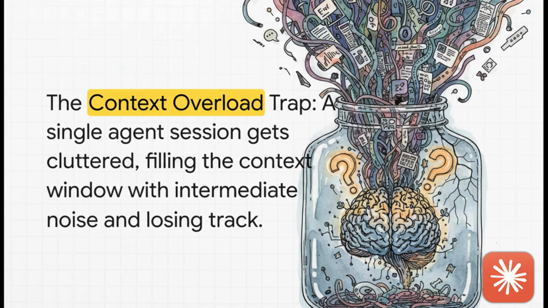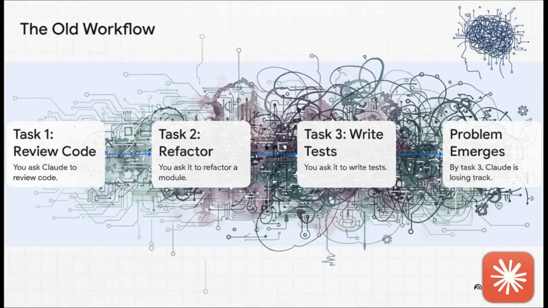You know how it is. You're in one long AI session, you ask it to do one thing, then another, and pretty soon the AI just gets confused. It starts forgetting what you talked about 10 minutes ago. I mean, this is the old way of doing things, right? You give the AI this long sequence of pretty complex tasks. You ask it to review some code, then you ask it to refactor a piece of it, then you want it to write some tests. By that third or fourth request, its performance just starts to tank. The context window is just cluttered with noise, and you're pretty much forced to just start all over again.